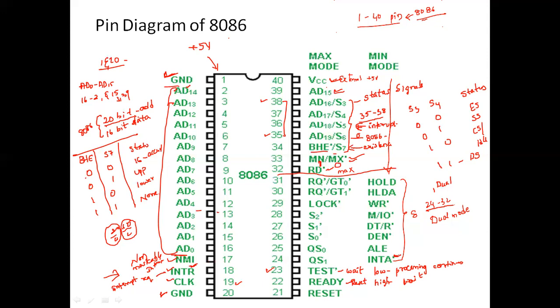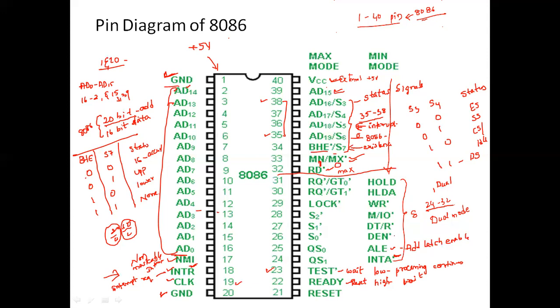When it comes to pin number 25, ALE means address latch enable. Whenever an address is present on the multiplexed address and data bus, the microprocessor enables this pin. So that is the purpose of this address latch enable.